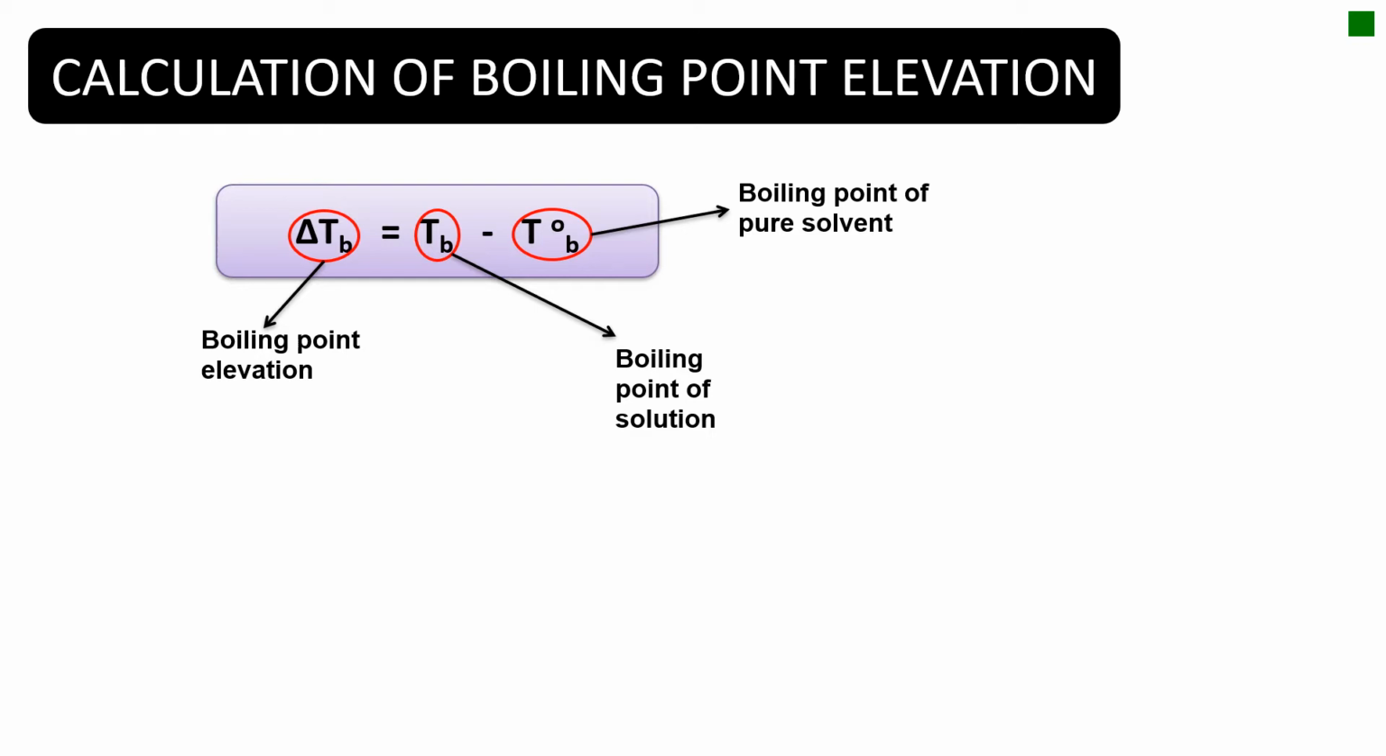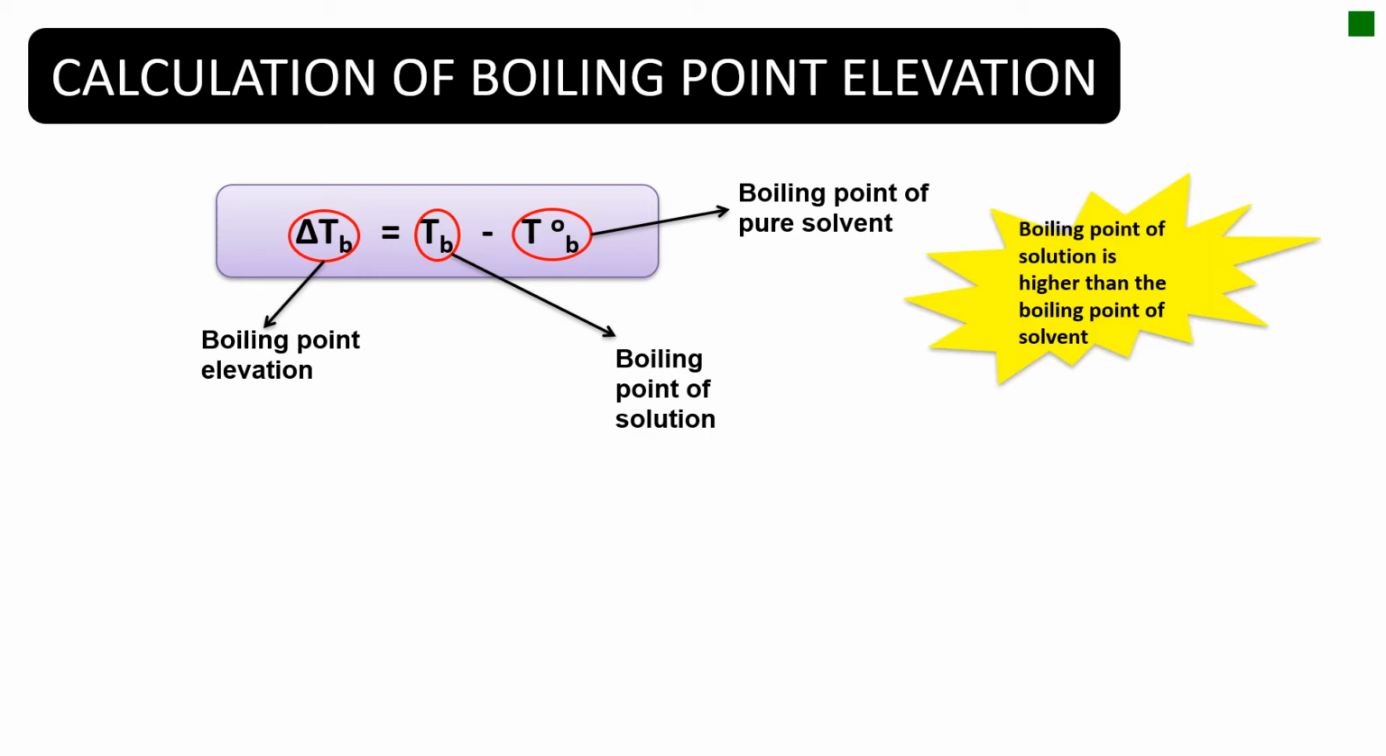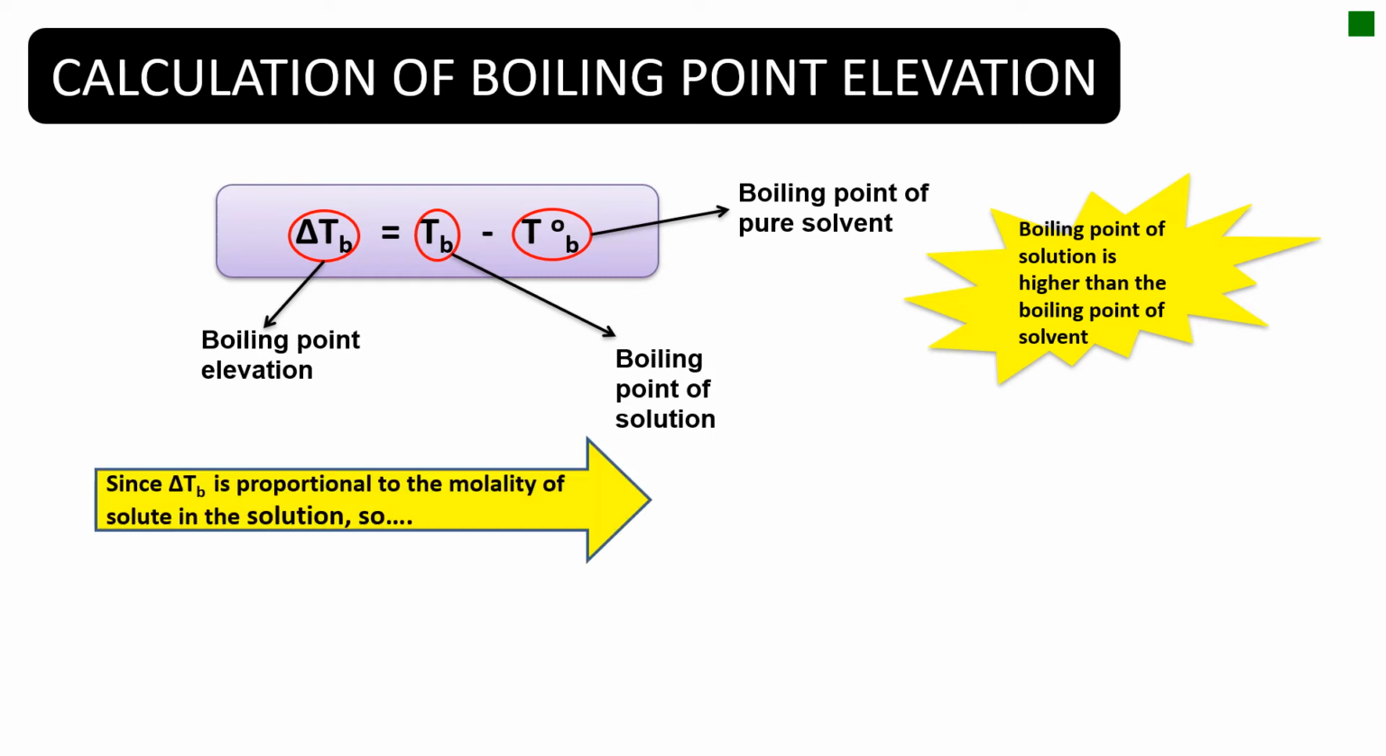So here we are asked, why do we take the boiling point of the solution minus the boiling point of the pure solvent, not the boiling point of the pure solvent minus the boiling point of the solution? It's because the boiling point of the solution is higher than the boiling point of the solvent. You take the bigger value minus the smaller value.